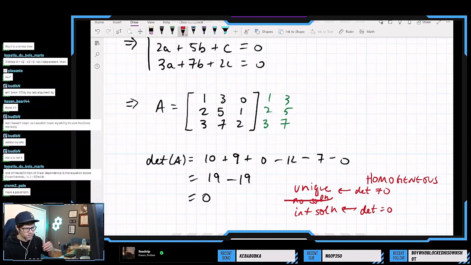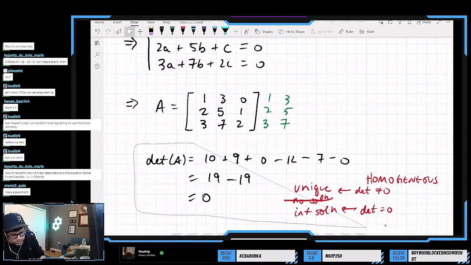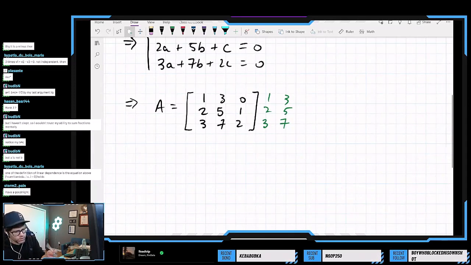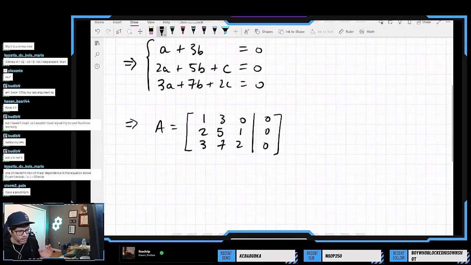Okay, so that's one way to solve that. Now, I think the determinant's probably the easiest way to do it. But let's say my students wanted to see it in a different kind of way. So let's say they set up this matrix, and instead of just looking at the coefficient matrix, they set it up and make it look like this, right? So this is an augmented matrix.